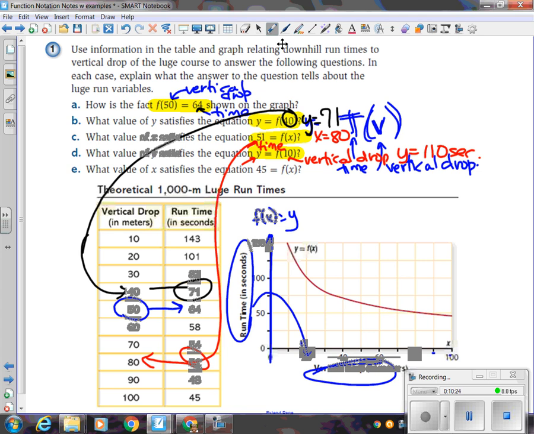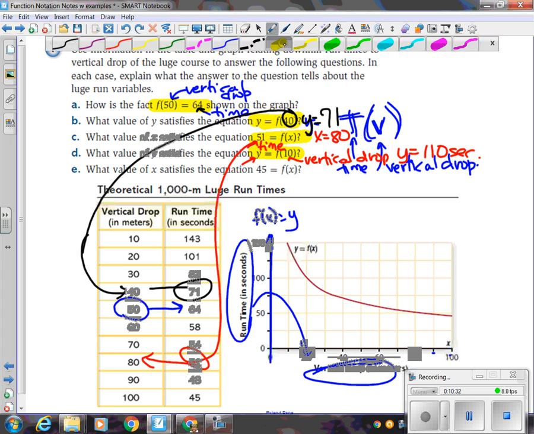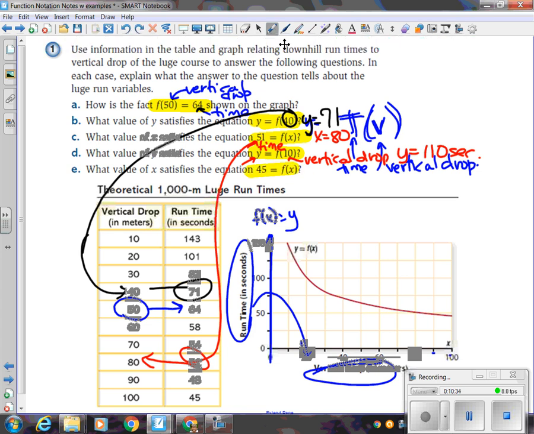Could it all be this easy? It's just understanding meaning. Last one, write this down. 45 equals f of x. It would be 110. Oh, did I look? Oh, yeah, you're right. 143. Thank you. There we go. Let's go back to E. 45 equals f of x.